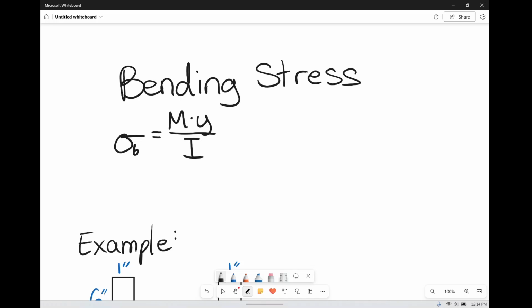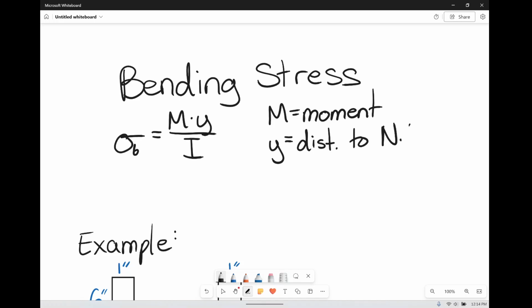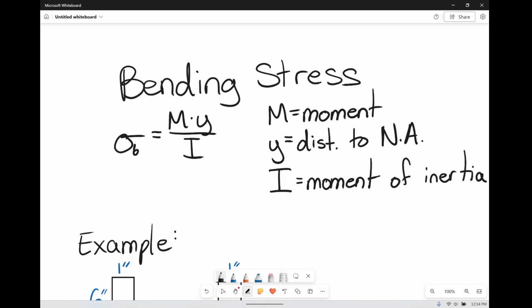However, these variables are kind of not clear as to what they really are. M is moment, and that's pretty simple, so it's bending moment. Y, though, is the distance to the neutral axis, and we'll talk about that in a bit. Lastly, I is moment of inertia, which we covered last time. So, very simple equation, but the big thing about this is the distance to the neutral axis.